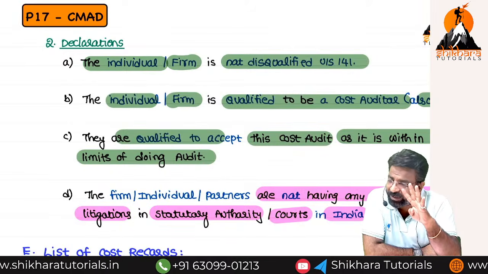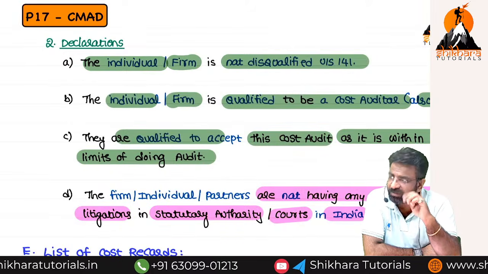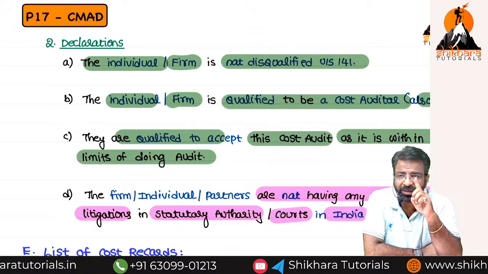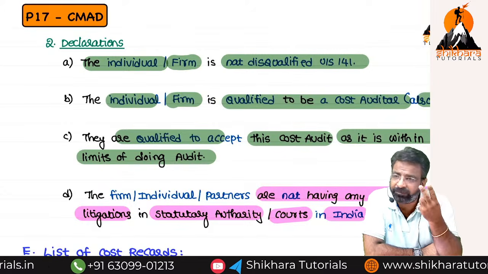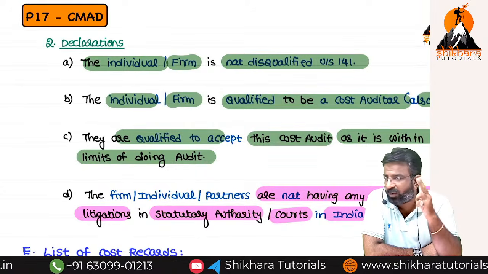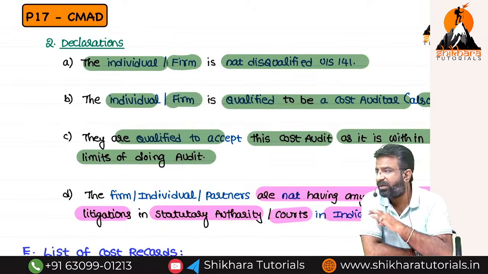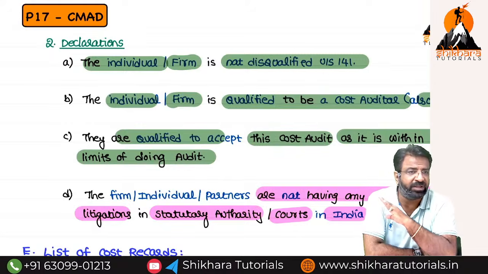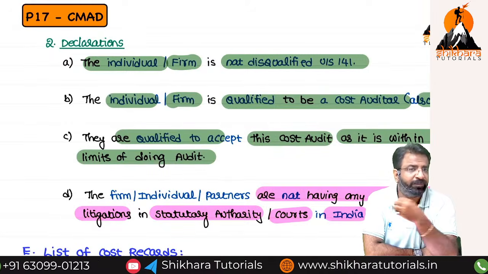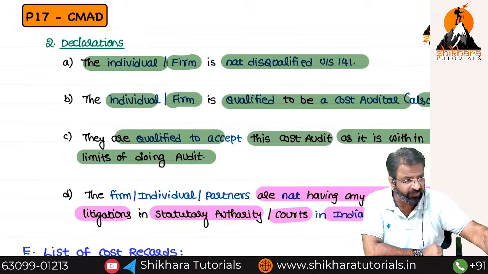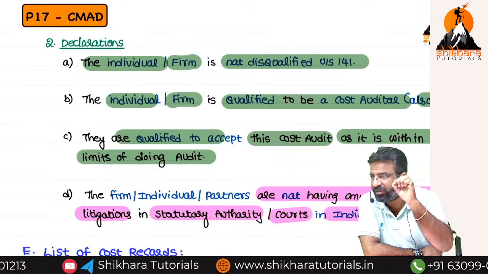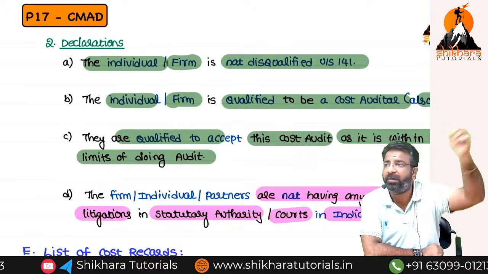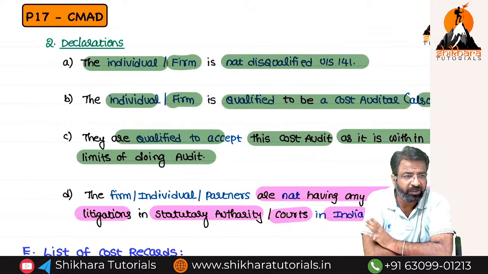Tell me the 4 declarations you give before accepting the cost audit. We are not disqualified under section number 141, which is our next topic. Second, we are qualified cost auditors because we all are holding what? COP. Third, we are not breaching our what? Ceiling limit. Fourth, me, my partner and my firm, none of us have any kind of pending cases in any statutory authority or court in India or outside India. Are you getting the point?